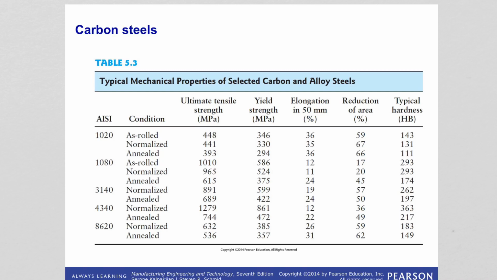Okay, so also we see AISI designations. The first 2 digits, 10, indicate plain carbon steel. Okay, so in plain carbon steel, the principal element is carbon. Okay, and the last 2 digits, 20, mean 0.2% carbon. Okay, so next one, for example, 1080, it is plain carbon steel and it has 0.8% carbon, for example.